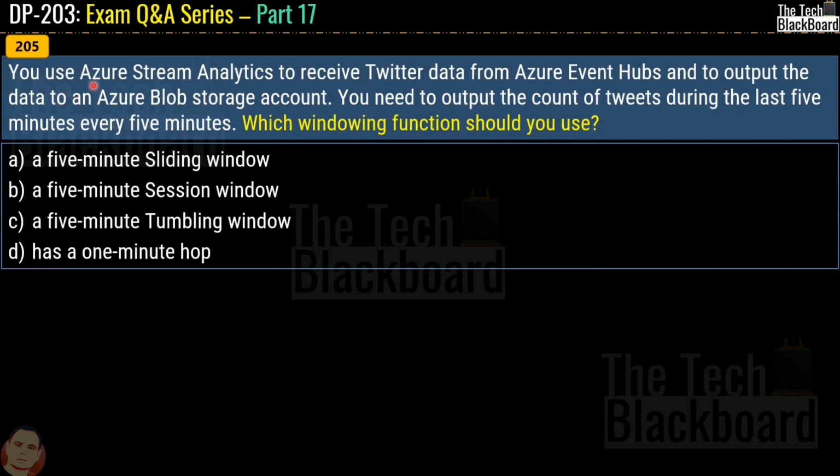The question says that you use Azure Stream Analytics to receive tweeted data from Azure Event Hubs and to output the data to an Azure Blob Storage account. You need to output the count of tweets during the last 5 minutes every 5 minutes. Which windowing function should you use? Your options are a 5-minute sliding window, a 5-minute session window or a 5-minute tumbling window. The last option has a 1-minute hop. And the correct answer for this question is option C, a 5-minute tumbling window.